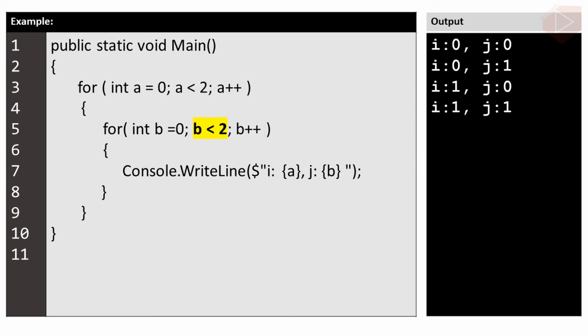The condition is false again and exit the loop. Variable a now is equal to 2. So this condition is false. And will exit the loop. So that's how the nested for loop works.